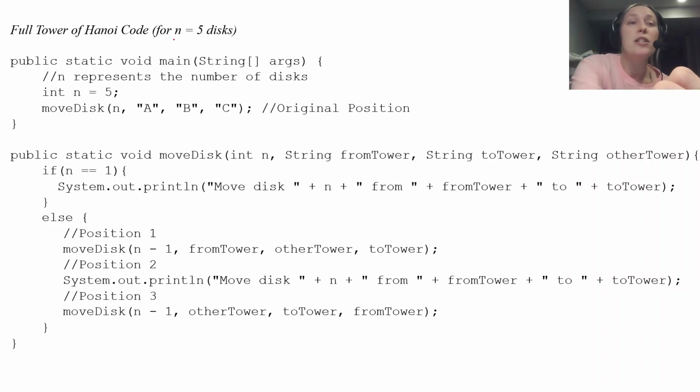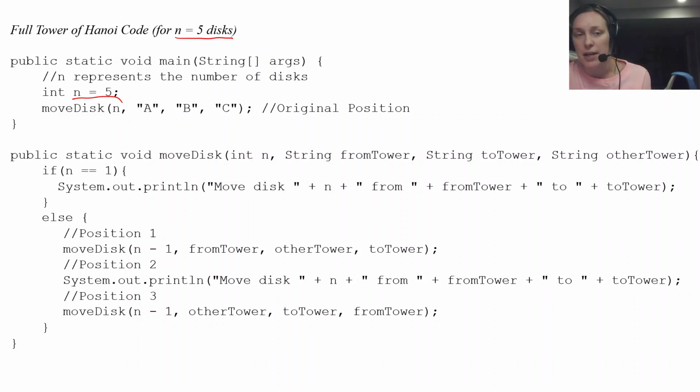This is the solution for n equals 5 disks. Of course, n being however many disks you have, you could have 100. This is the code. It's a void method that just prints off to the console what your movements should be. So basically, this code tells you, okay, move disk 1 from A to C, and then move disk 2 from A to B. It gives you instructions essentially.